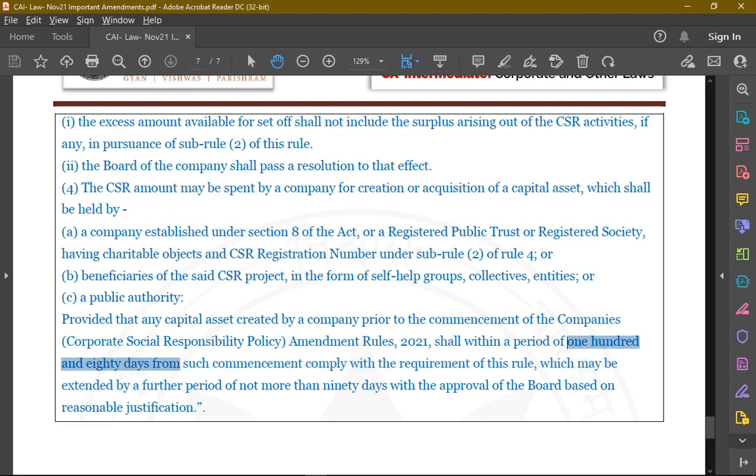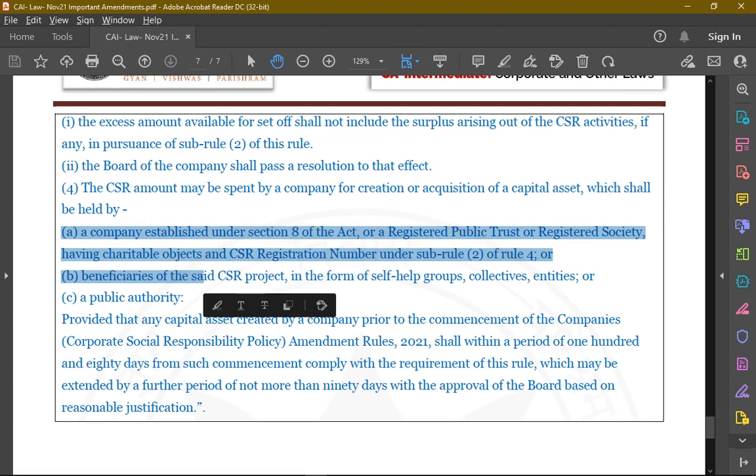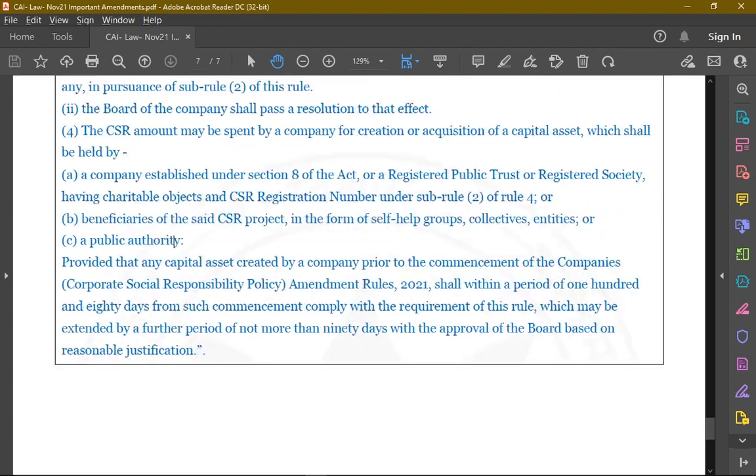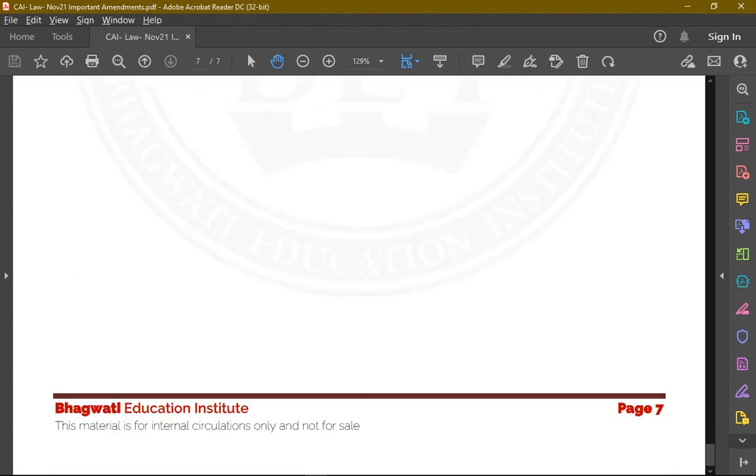180 days to comply with the requirement of this rule. So all those companies which are holding the capital asset before this rule came into implementation, they have 180 days to transfer these assets to either of these authorities as specified in this rule. So hey students, this was all about our amendment.